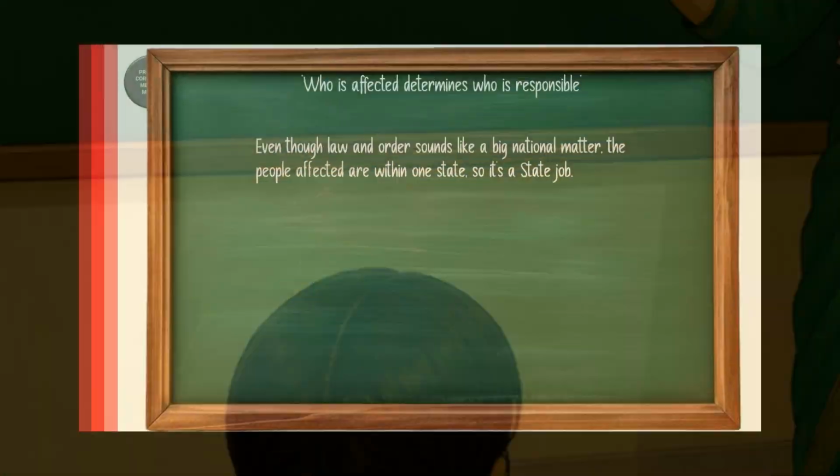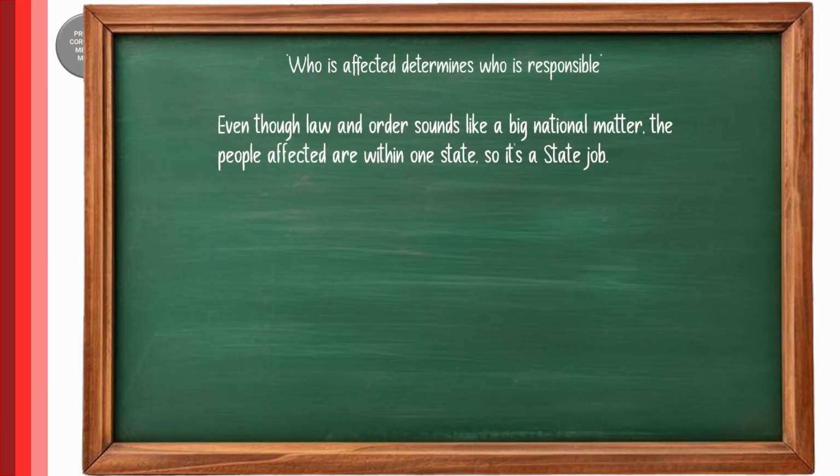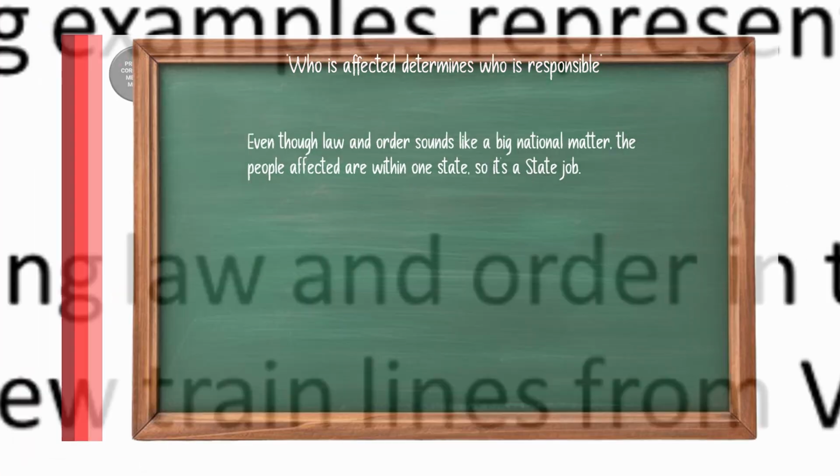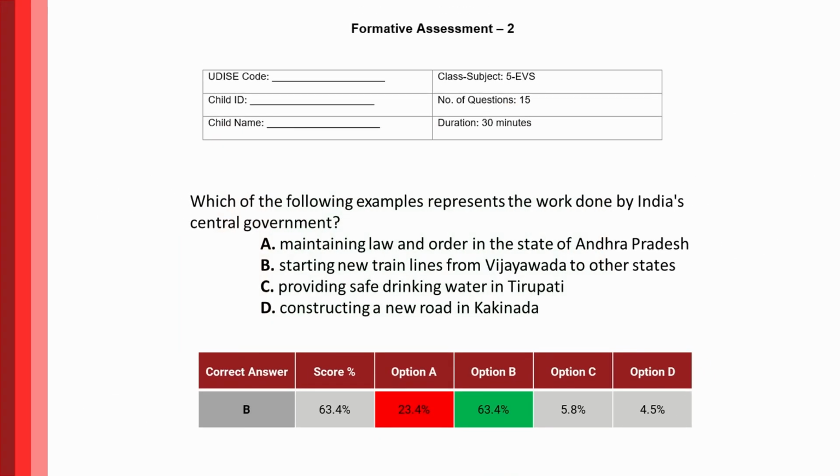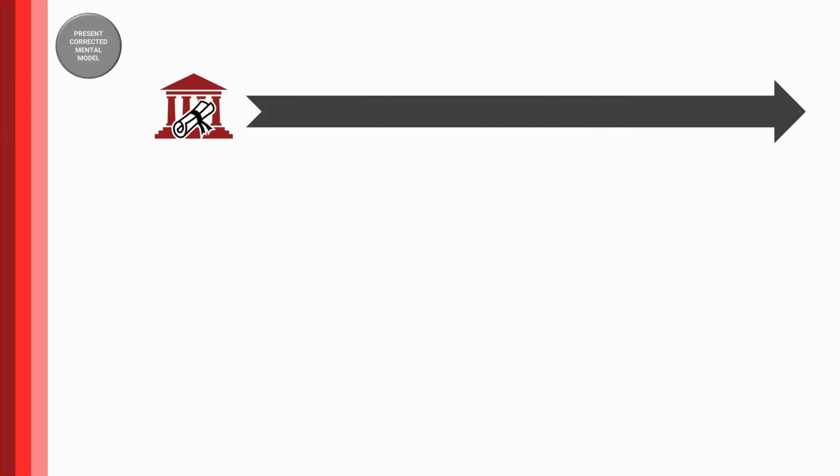Even though law and order sounds like a big national matter, the people affected are within one state, so it's a state job. Naming and refuting the misconception is what makes the change stick. Anchor the new idea with a relatable analogy and retest. Compare the country to a school.